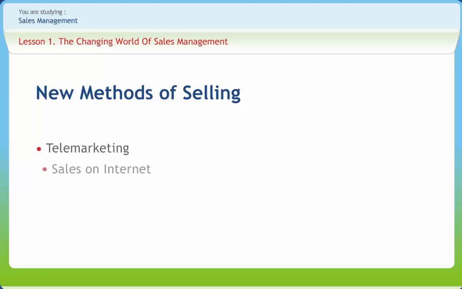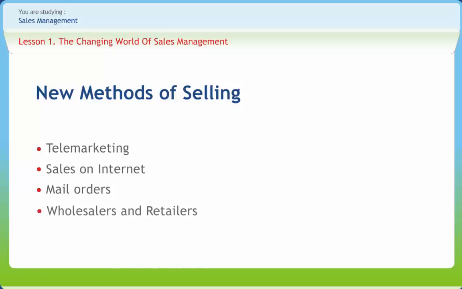Then there are sales on the internet, which includes buying or selling products or services over electronic systems. We are all familiar with websites like Amazon and eBay. Mail orders include buying or selling products or services through post or mail. Two important types of middlemen forming a part of distribution channels are wholesalers and retailers. They act as an intermediary link between the manufacturers and the consumers. Direct selling involves personal presentation, demonstration, and sales of products and services.